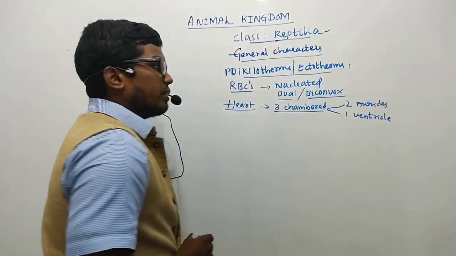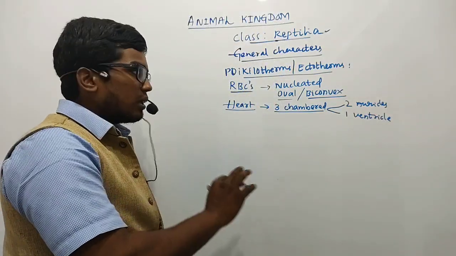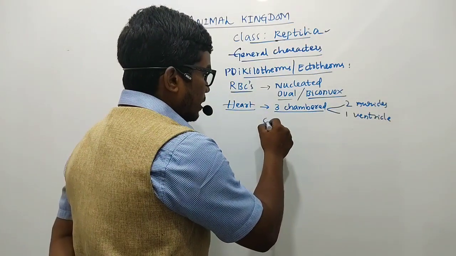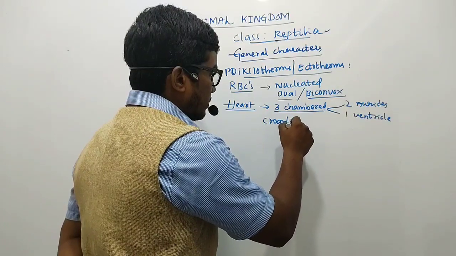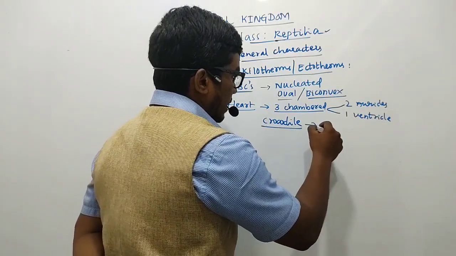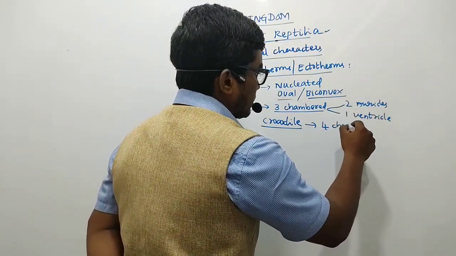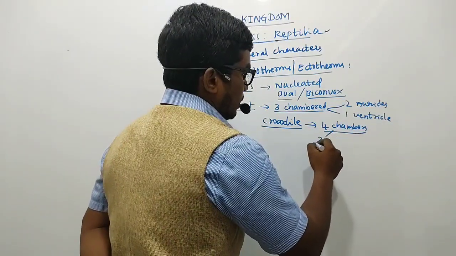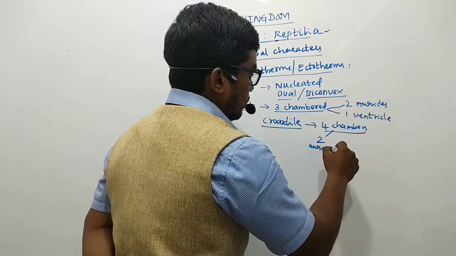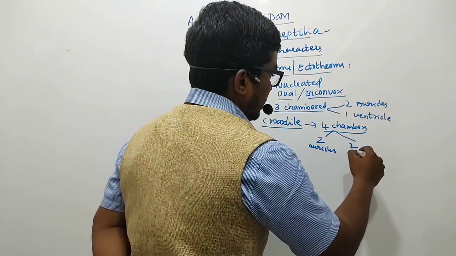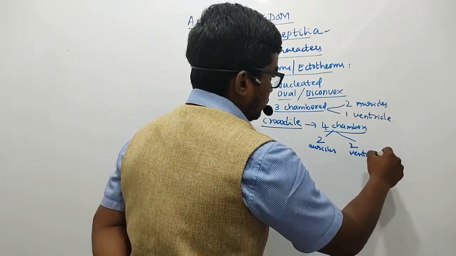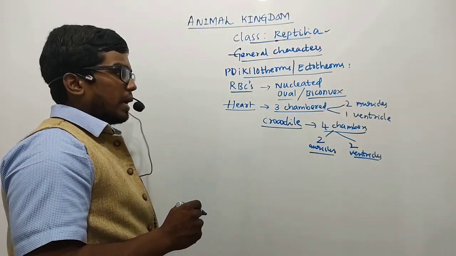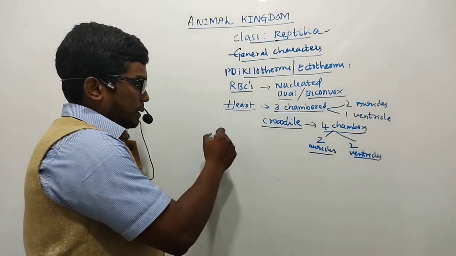So this can be seen with respect to almost all the reptiles, but there are exceptions here as well. So we have the crocodile, which has four chambers in its heart, alright, two auricles to go with two ventricles. So this is with respect to the circulatory system.